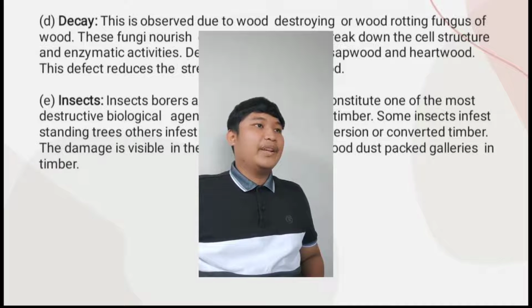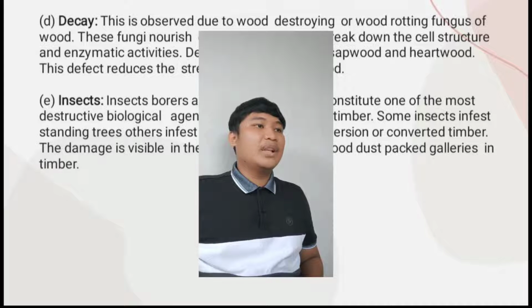Number four, decay. This is caused by wood-destroying or wood-rotting fungi. These fungi normally digest cell wall material and break down the cell structure through enzymatic activities. Decay fungi attack both sapwood and heartwood. This defect reduces the strength properties of wood.